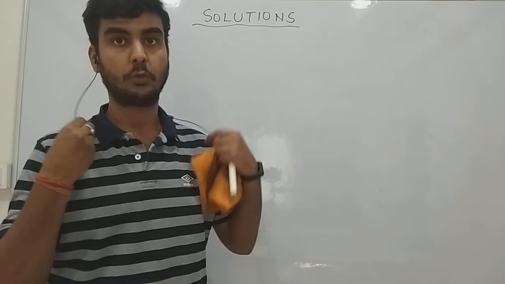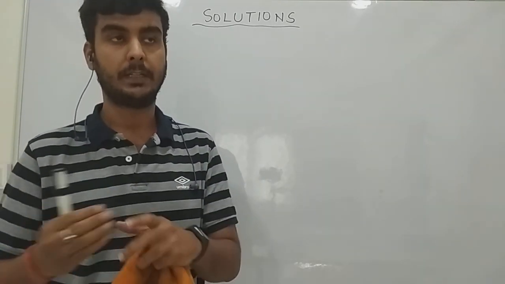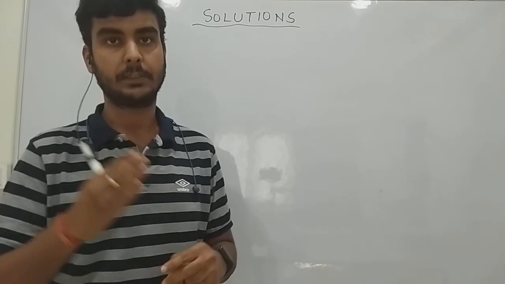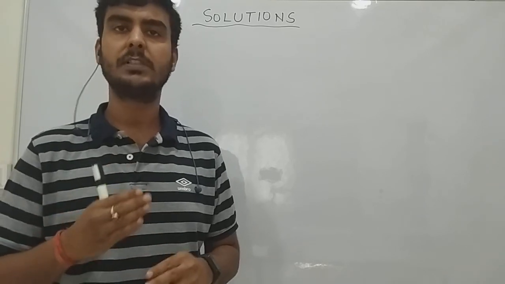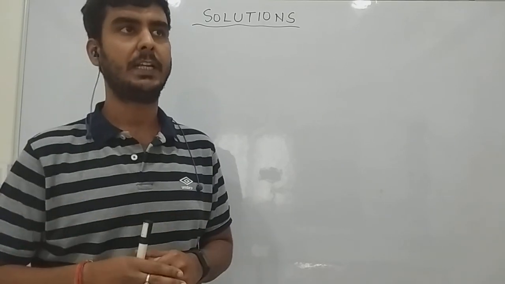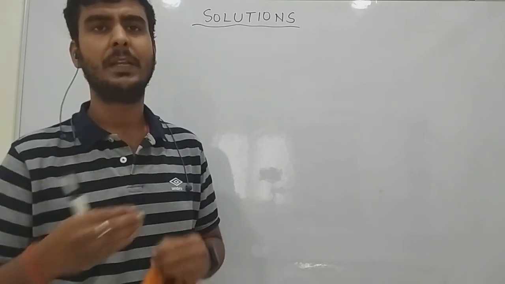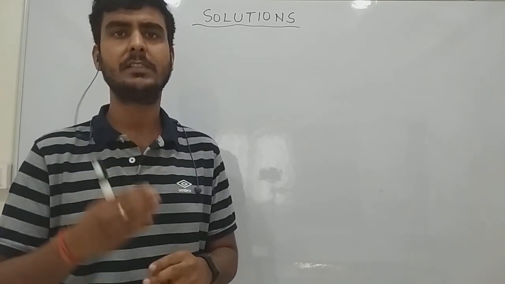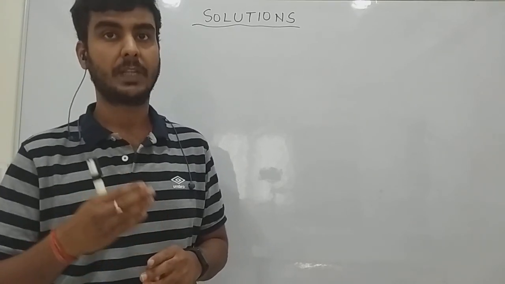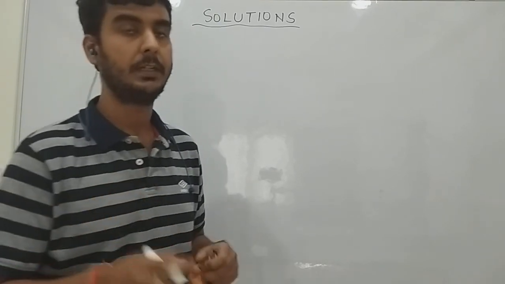Today we'll be talking about the second category of binary solutions which we will be dealing with in the chapter, that is solution of solid in liquid. That is, a solid is dissolved in a liquid. Now this is the most common type of binary solution which will be seen in day-to-day life, such as sugar dissolved in water, sugar dissolved in milk, salt dissolved in water. These are the examples of binary solution in which a solid is dissolved in a liquid. So let us start with solutions of solid in liquid.